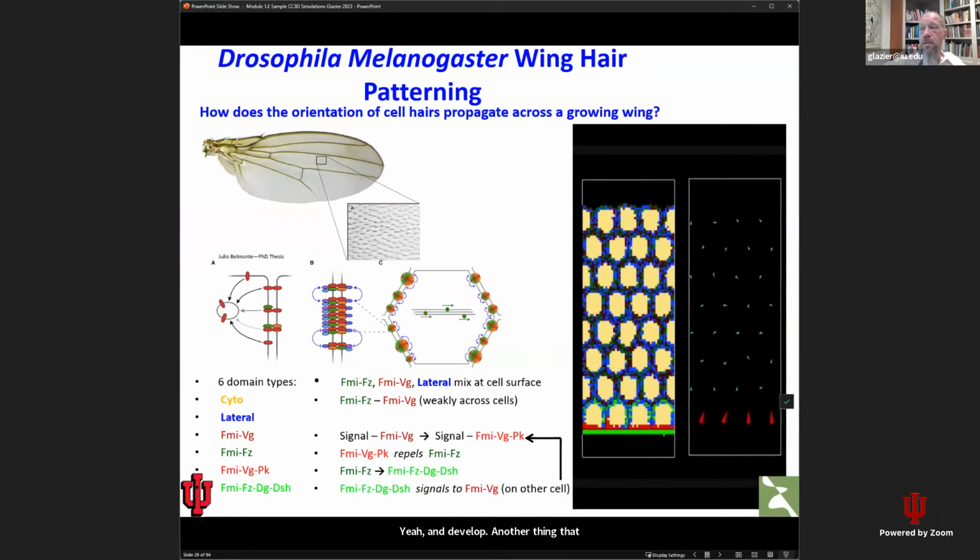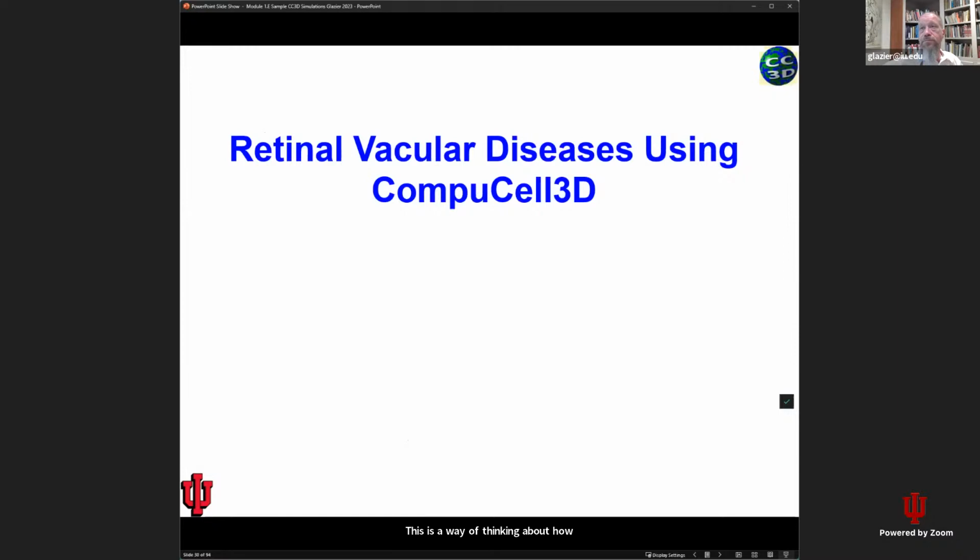Another thing that Giulio has done that he might be willing to talk about next week a little bit is build models of what's called planar polarity. These are signals within cells that give rise to gradients inside the cell. CompuCell can simulate these in a quite beautiful way. This is his simulation of the patterning of hair cells in the developing wing disc in a fruit fly embryo. Here you see the little vectors represent the degree and direction of polarization of each cell, planar polarity of each cell. This is a way of thinking about how to analyze these kinds of movies.